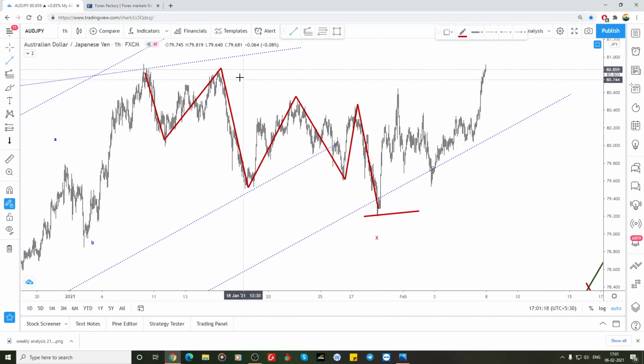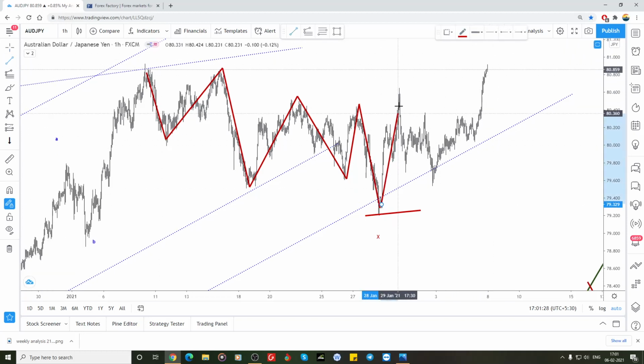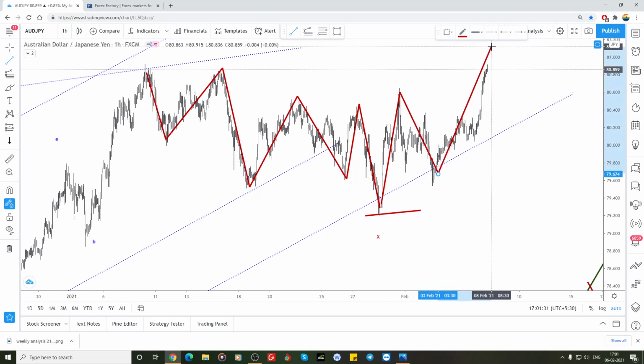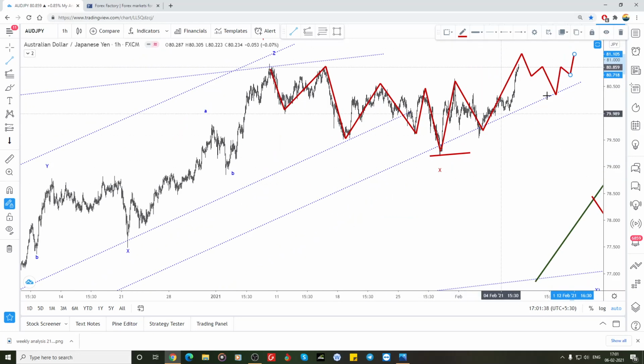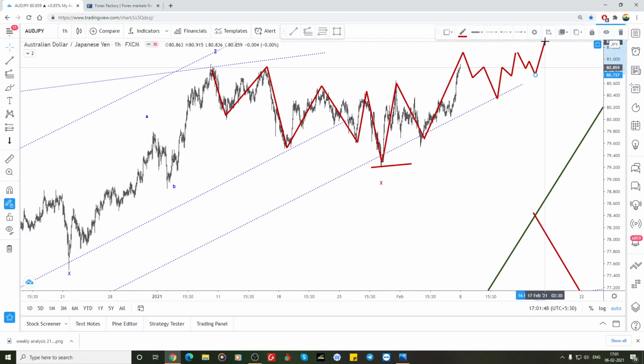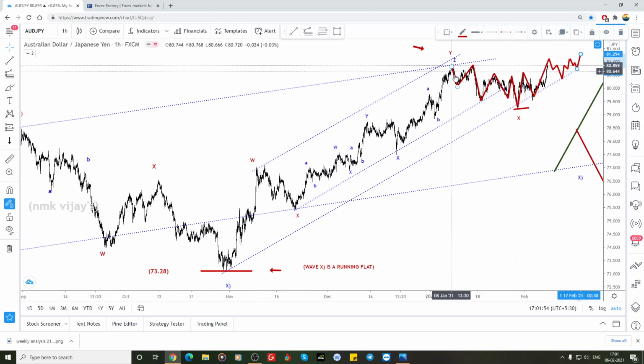So now if it didn't break this, it's 1 pip away. So either it could break this, and again it will do like this, and it will do like this. So what will it be? Triangle. So A, B, C, D, and after that it can take off. So the whole thing becomes a triangle, and these are consolidations here.